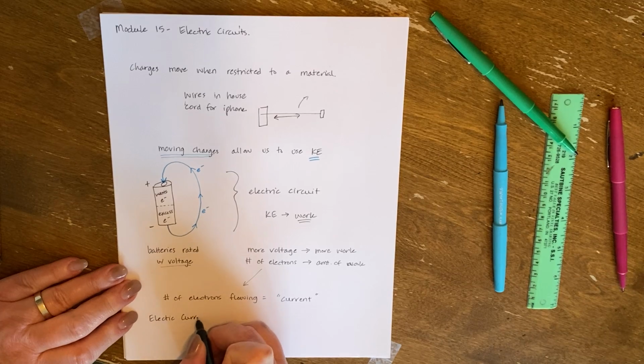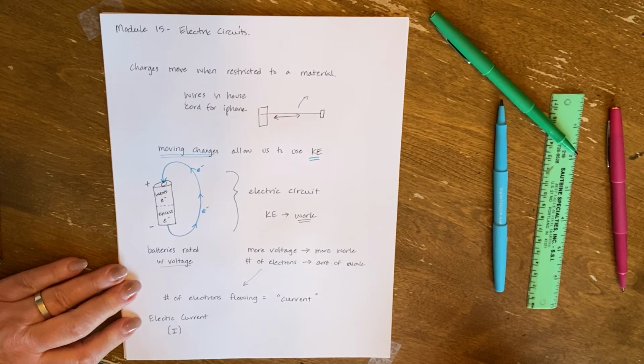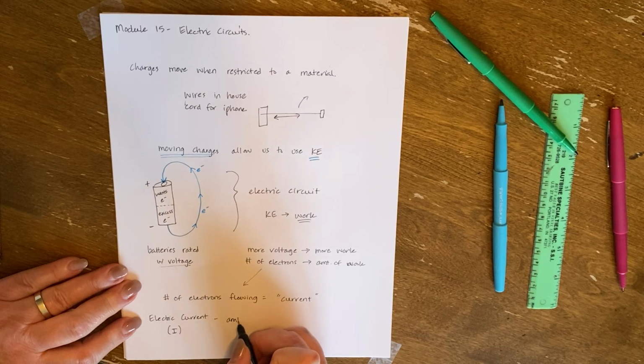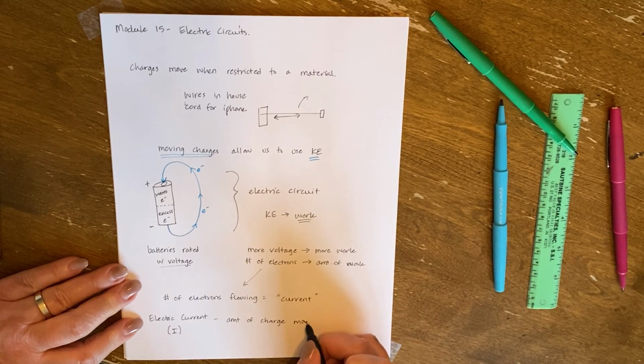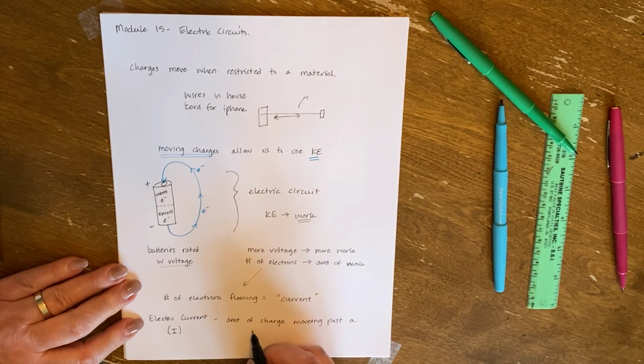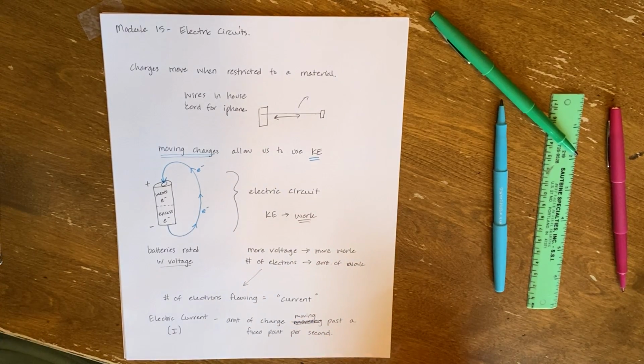So electric current, for some reason, I don't know why, is abbreviated with a capital letter I. And it's the amount of charge that travels past, so moving past, a fixed point per every second. My goodness, I'm having issues with my spelling. So the amount of charge moving past a fixed point every second.